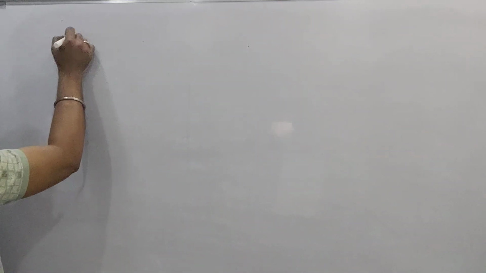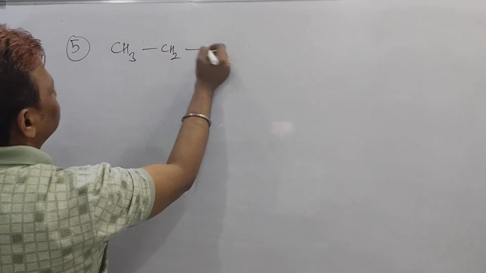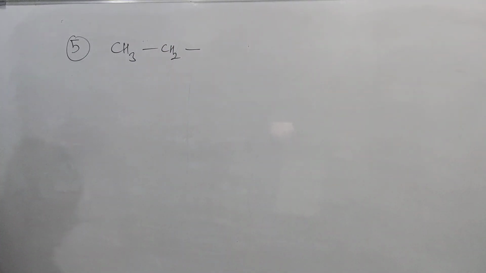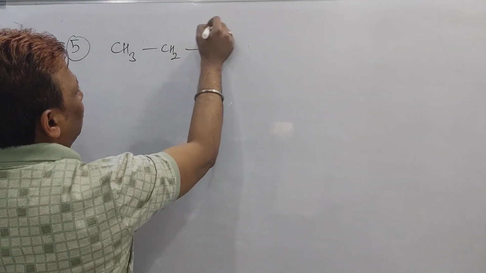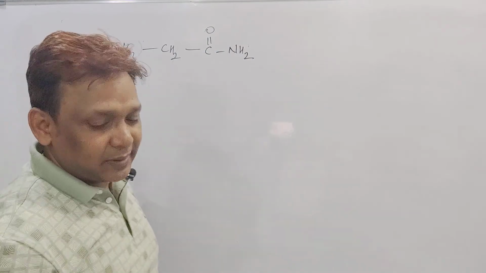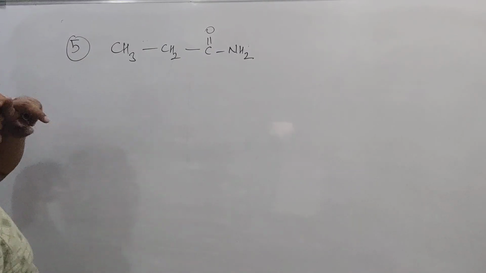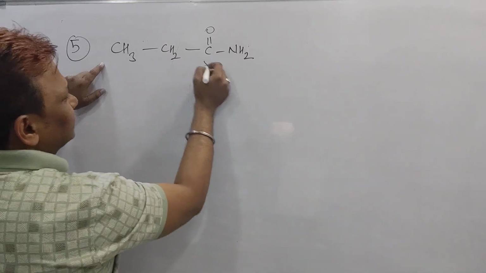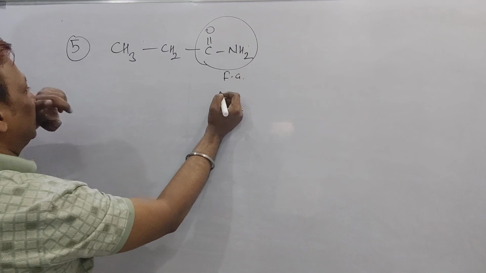But example number 5, you can see here: CH3, CH2, C double bond O, NH2. So C, then double bond O, and then NH2. It is called an amide. Please try to get the IUPAC name of the compound. Here, this is my functional group, the amide.